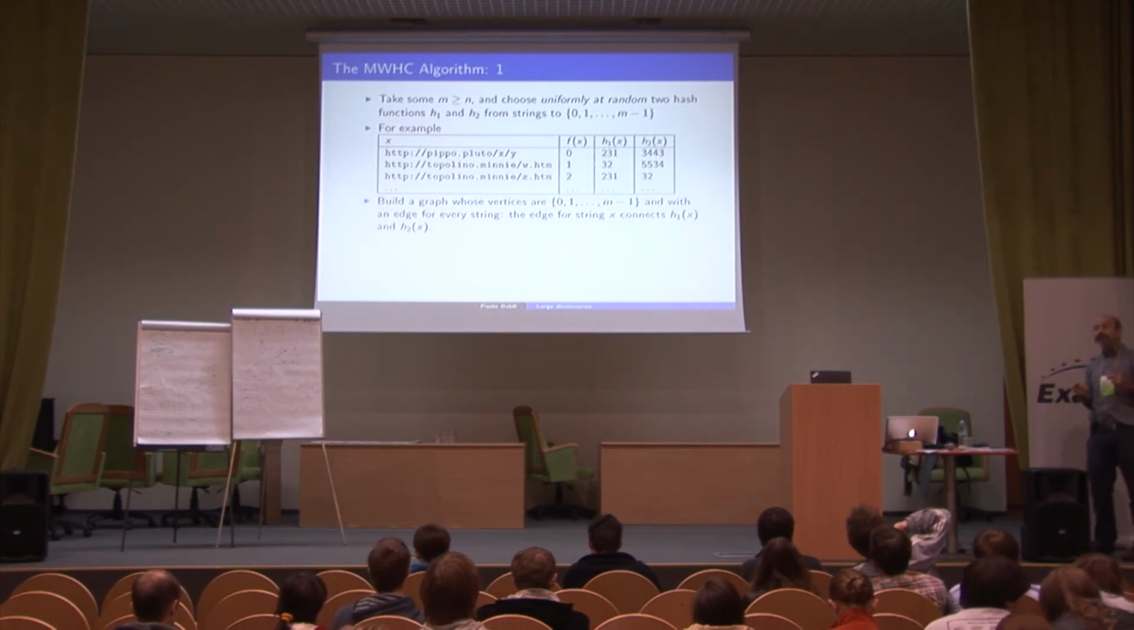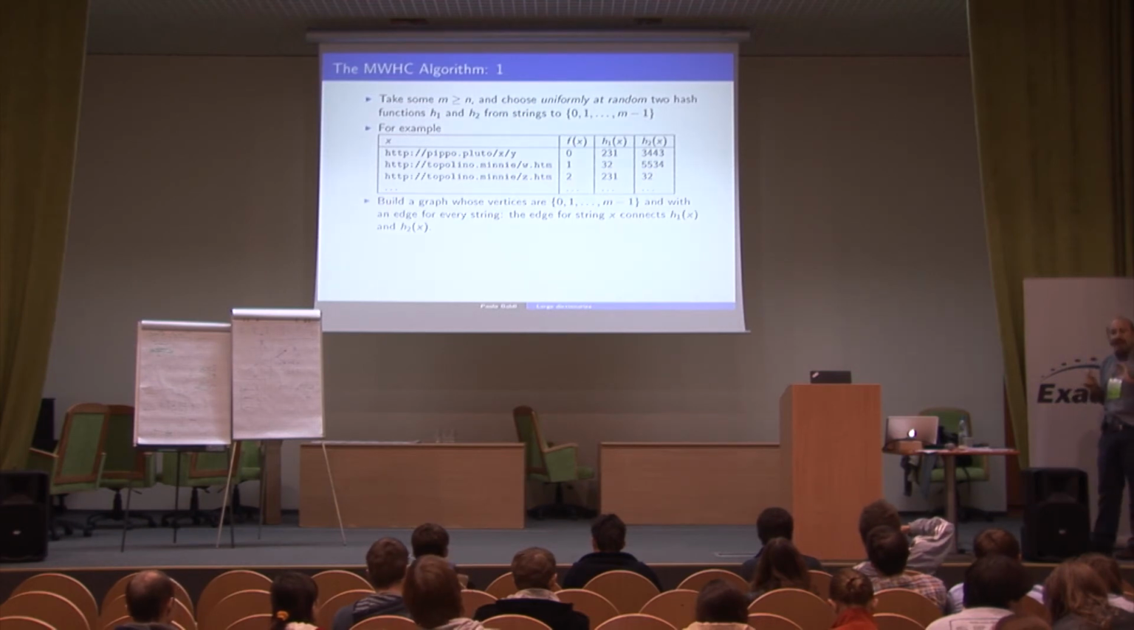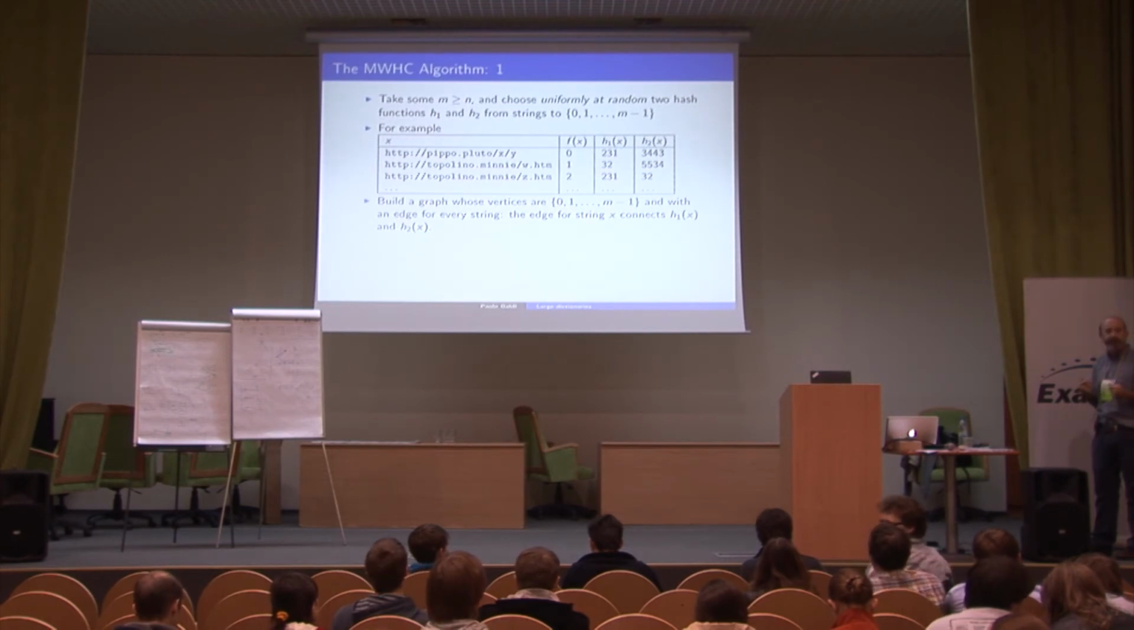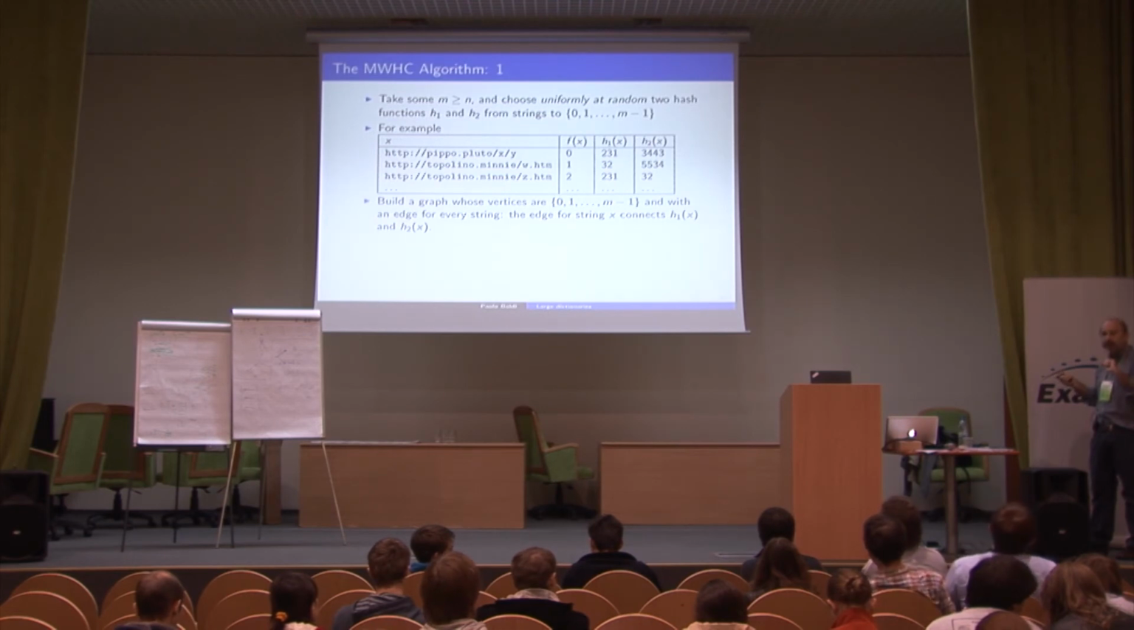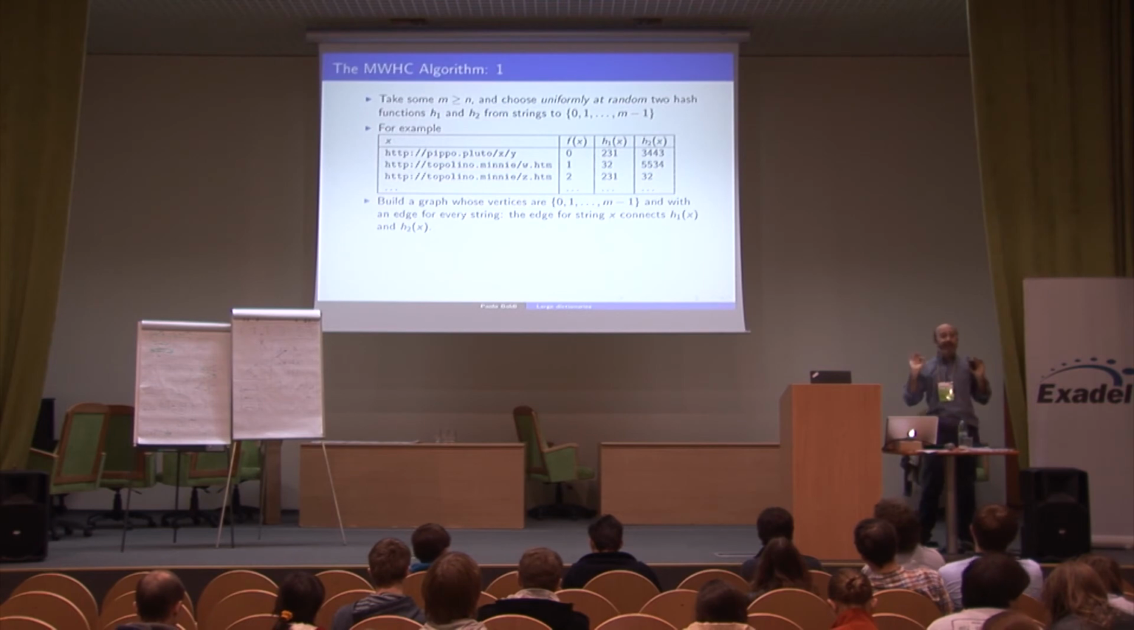Or another thing may happen. It may happen that for a given string, h1 of x and h2 of x coincide. So there is a self loop, and you don't want self loops. If this happens, you throw away h1 and h2 and generate two more hash functions. So you repeat the process until there are exactly n edges, and all of them are non-loops. And actually, you want more. You want the graph to be acyclic.